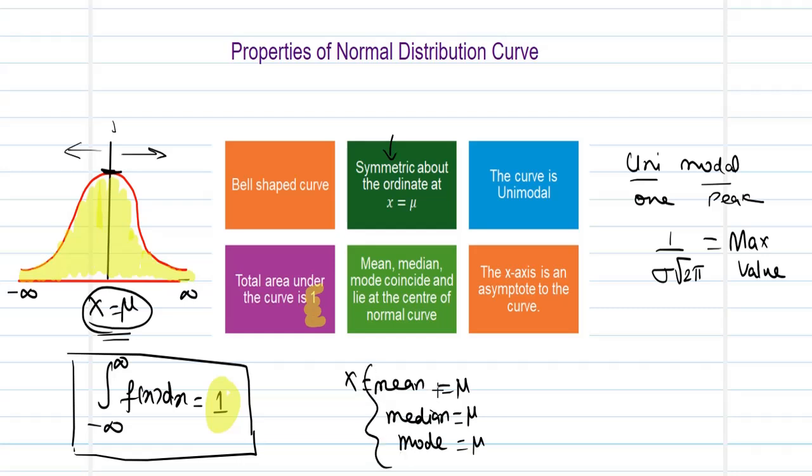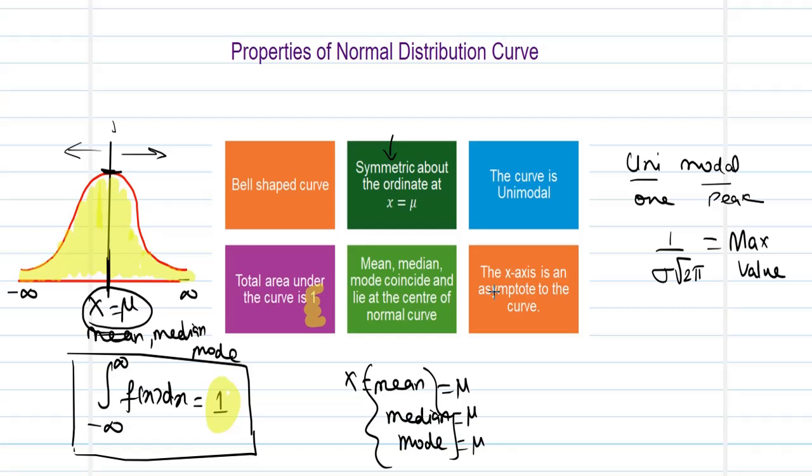This mean, median, mode and all are your statistical averages which will help you to determine the nature of your data. So when mean, median, mode, what happens? All of them lie at the same point. They coincide and they lie in the center of the curve.